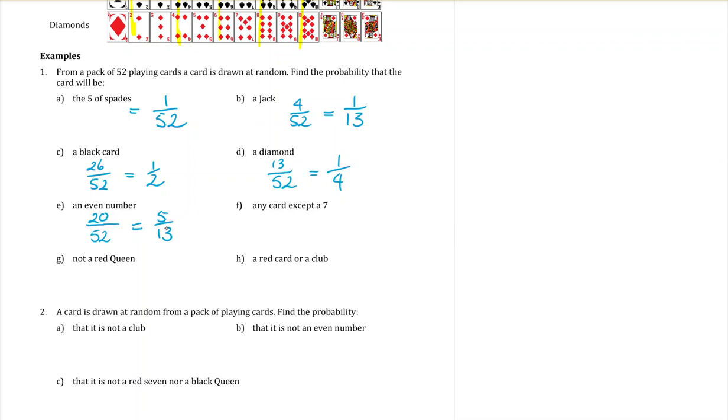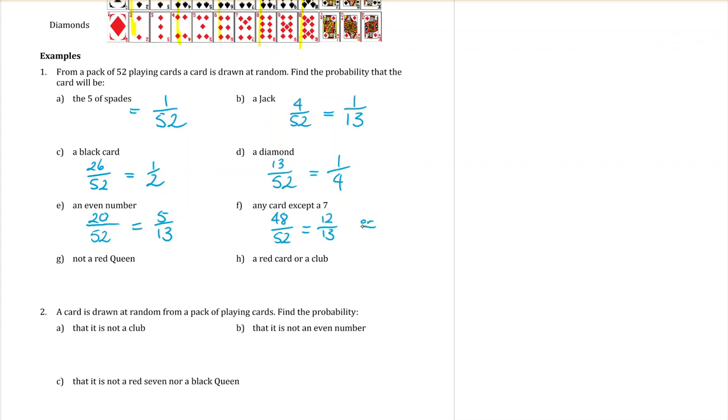Any card except a 7. So there are 4 sevens. So you could say, if I take off the 4 sevens, that means that there are 48 cards left out of the 52, and simplify that down.